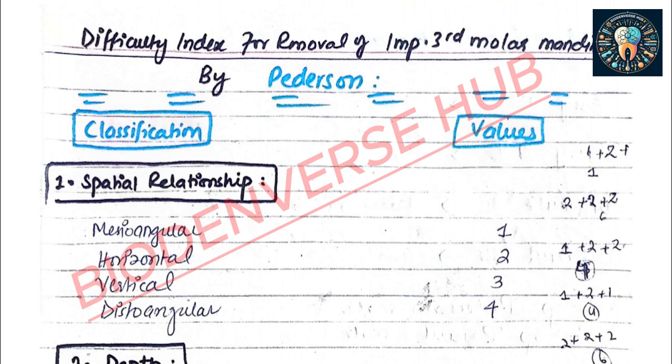If it is mesioangular, you will give it a score of 1. If it is horizontal, then you have to score it as 2. And if it is vertical, you have to score it as 3. And distoangular, you will have to score it 4. After that, we will be studying the depth.